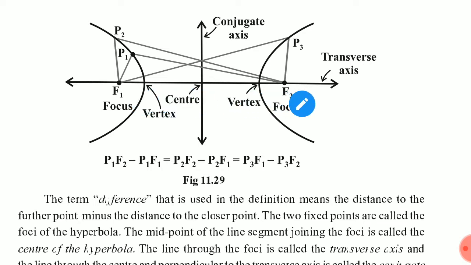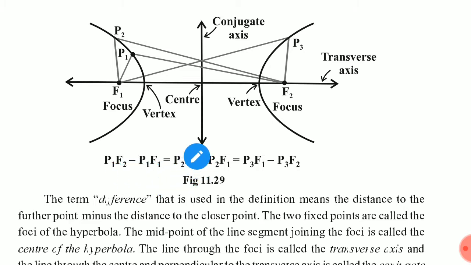This F1 F2 is called the foci of this hyperbola. F1 and F2 are both foci of this hyperbola, and suppose these three points are on the hyperbola: P1, P2, and on this side you can take P3. So according to the definition, we take the difference of two distances from two fixed points. The fixed points mean foci: one fixed point is F1 and another is F2. So from any point we take the difference of these two distances. The long distance is P1F2 and the small distance is P1F1. So subtract: P1F2 minus P1F1.